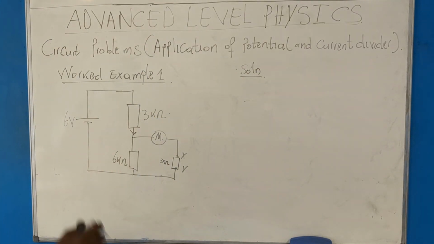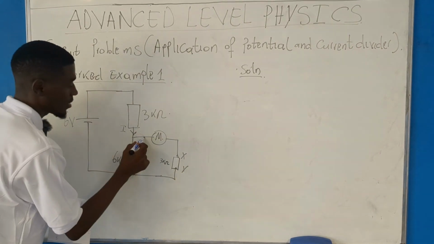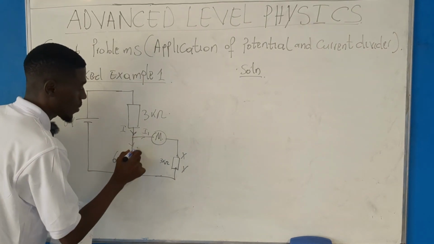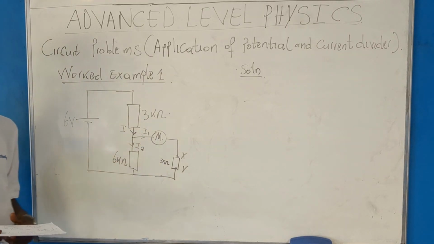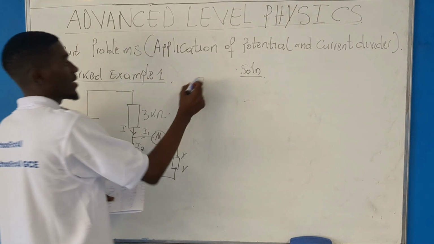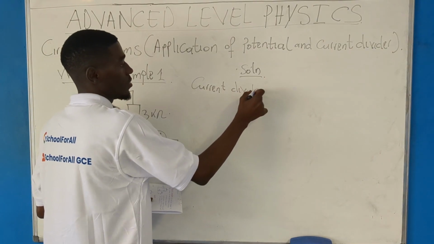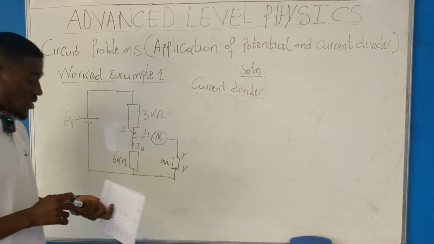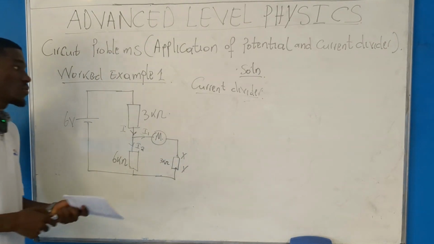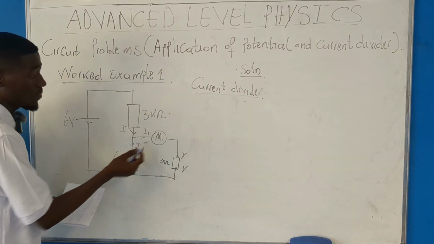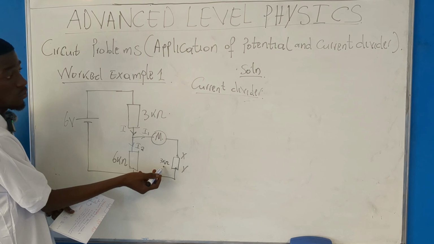Okay, so agree with me that the current reaching here, I, we divide into 2. Let's say I1 and I2. So anytime we are having division of current, we should think about what? Current divider. So this I1, which is the current flowing through this branch, and therefore the current measured by the ammeter, is flowing through which resistor? The 3 kilo ohm resistor.